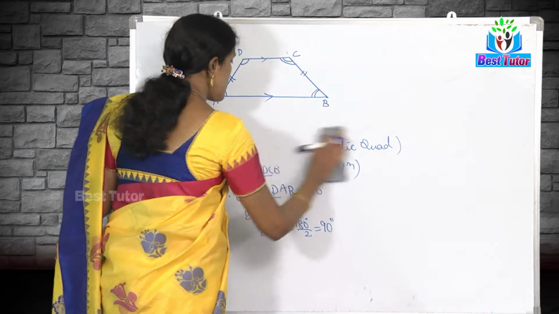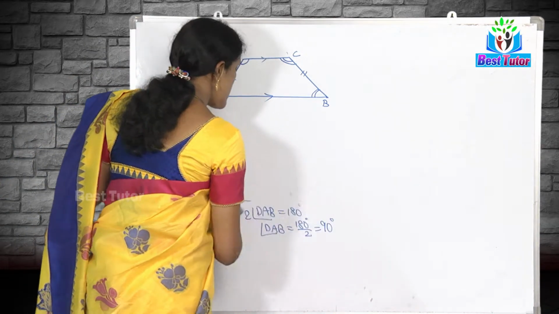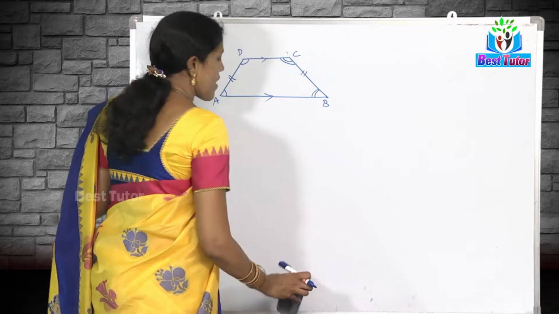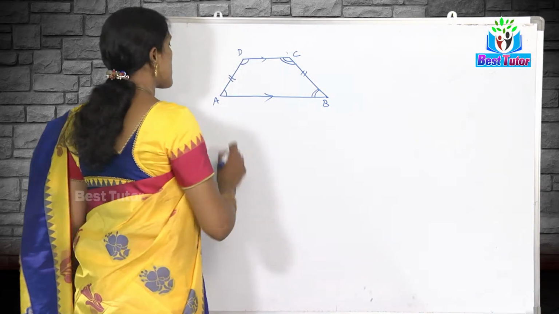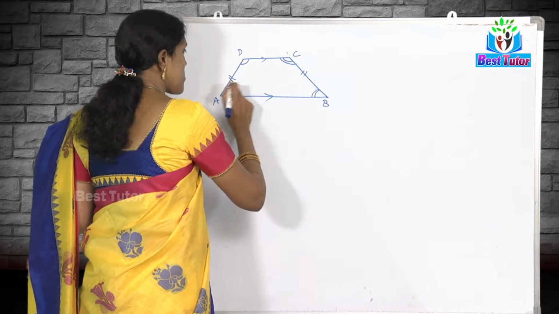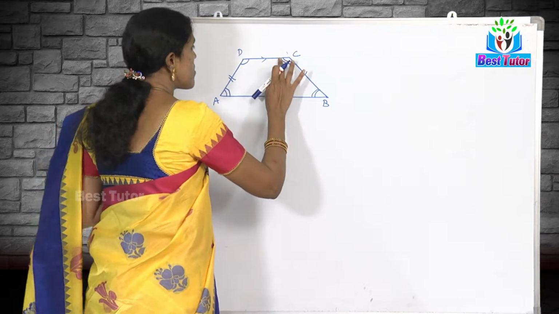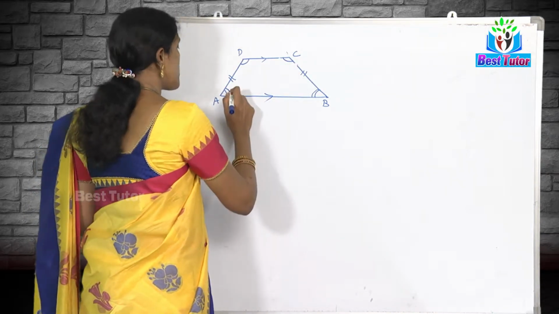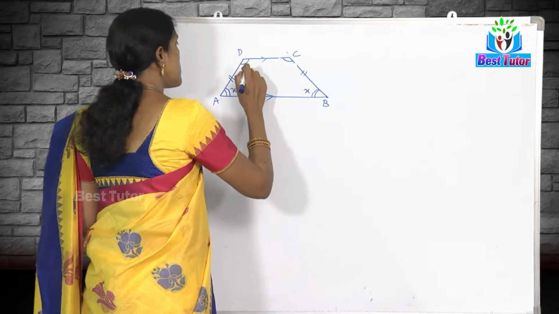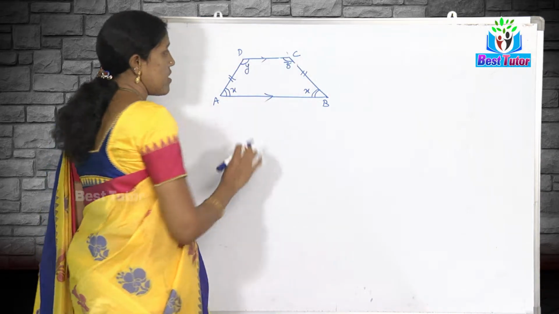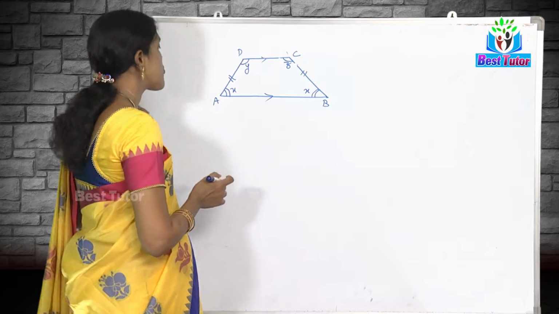But in particular, for an isosceles trapezium, the base angles are equal. That means these two angles are going to be equal. X, X. This is Y. Let me assume this is Z. Later on, we'll see what the proof over there is.